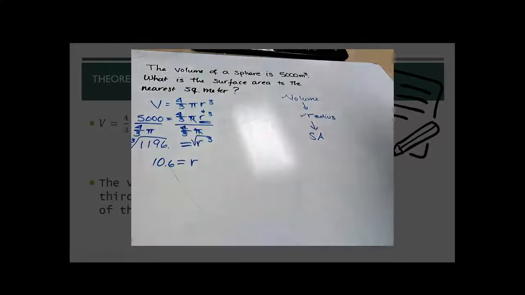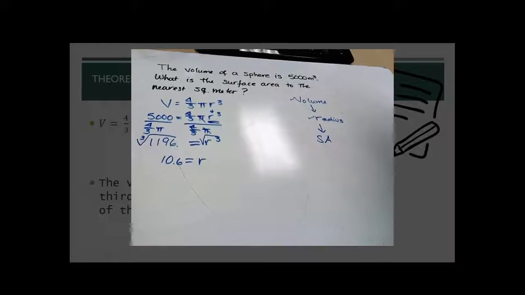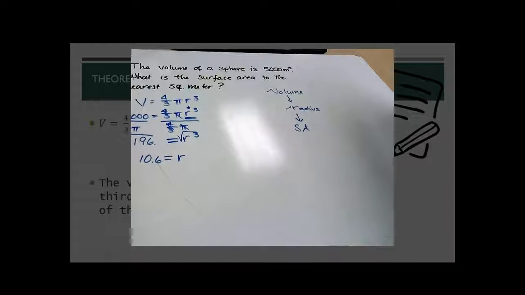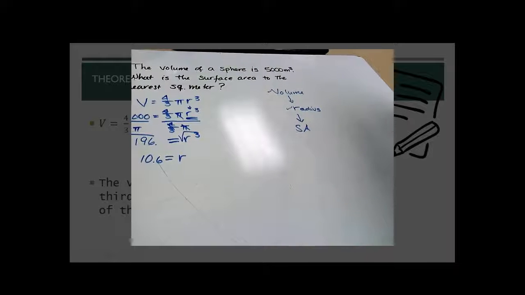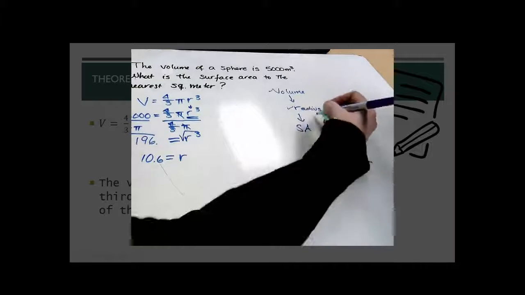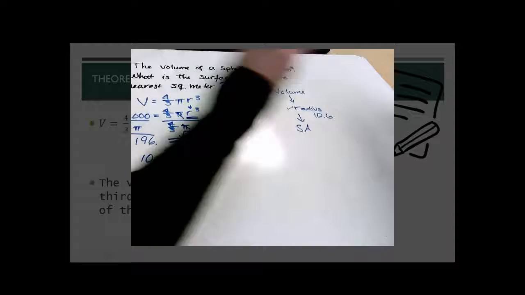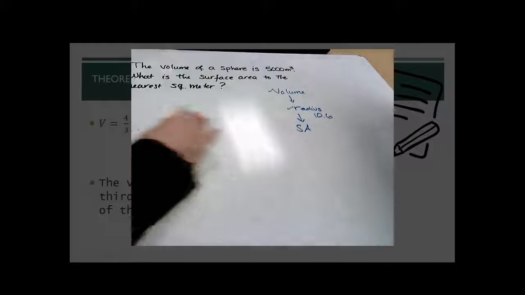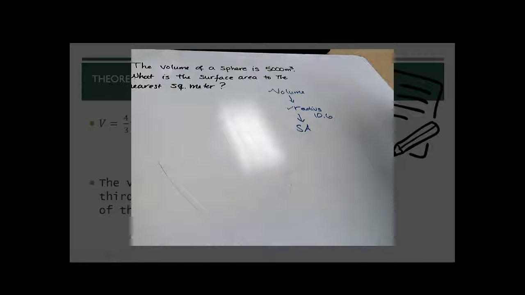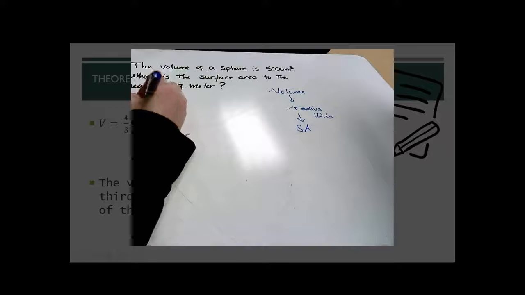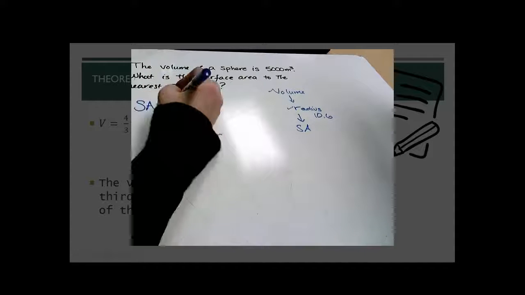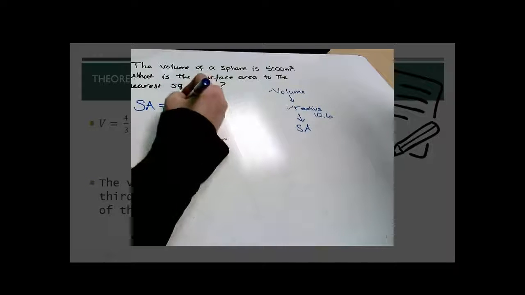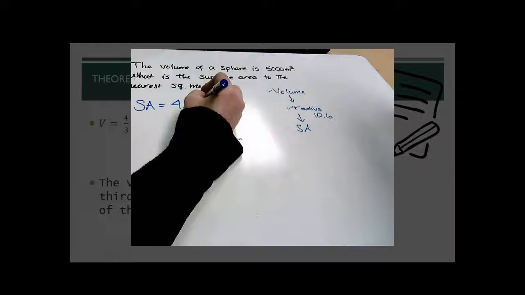Now we use the radius to solve for surface area. So just like you guys had in the last section, we can go ahead now and take our surface area formula and solve for the surface area. So surface area, you'll remember, is 4 times pi times the radius squared.